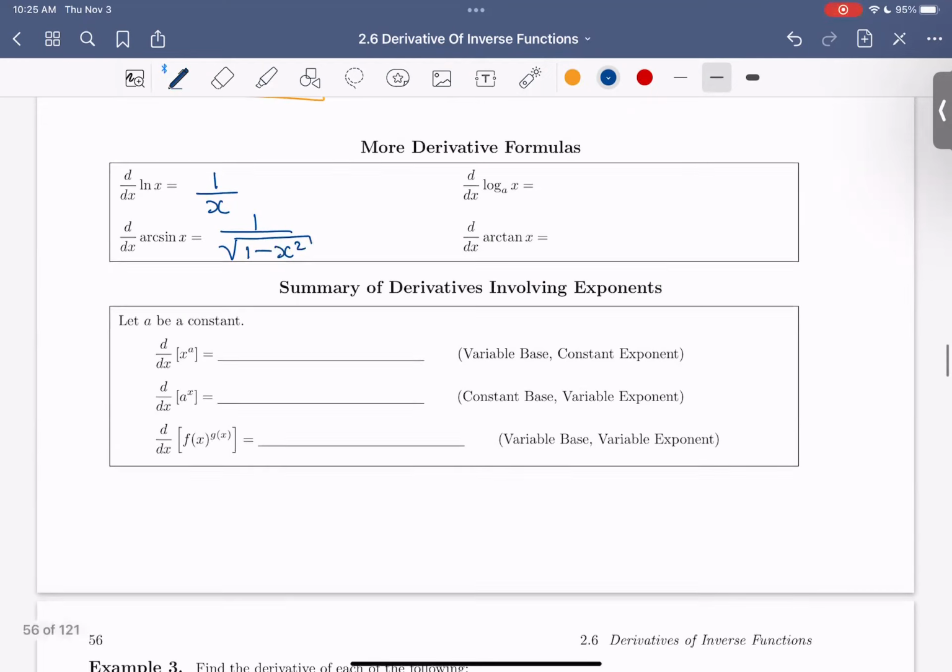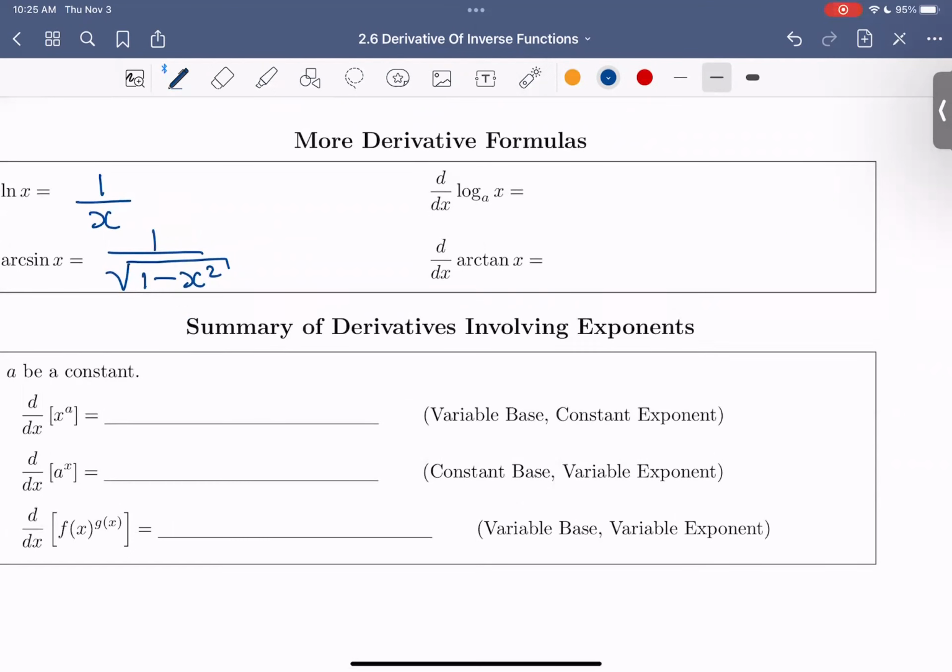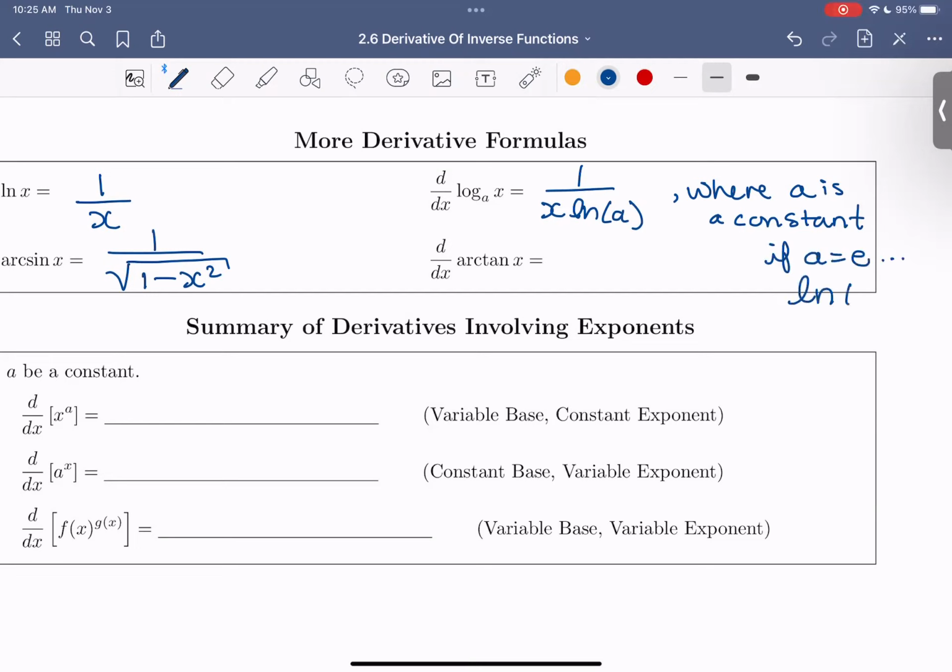And then now we have the derivative of log base a of x. We don't see this one too much, but the derivative is 1 over x ln of a. And here, a is a constant, so a doesn't change. If a is equal to the constant e, then we have the same ln function. So just to recall, that's where natural log comes from, and that's what we see here.